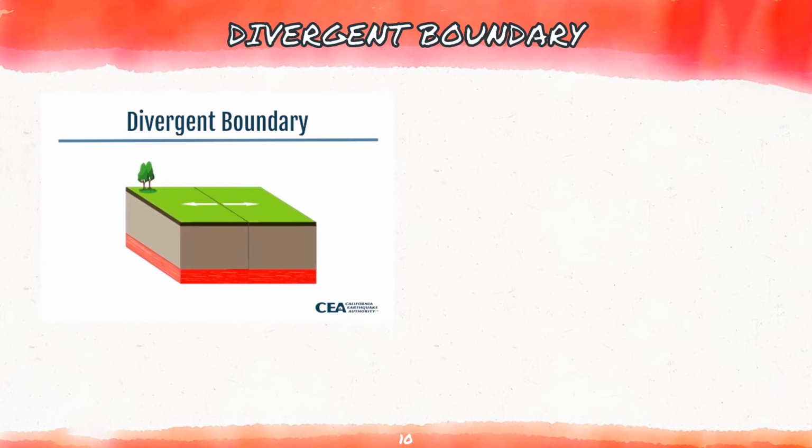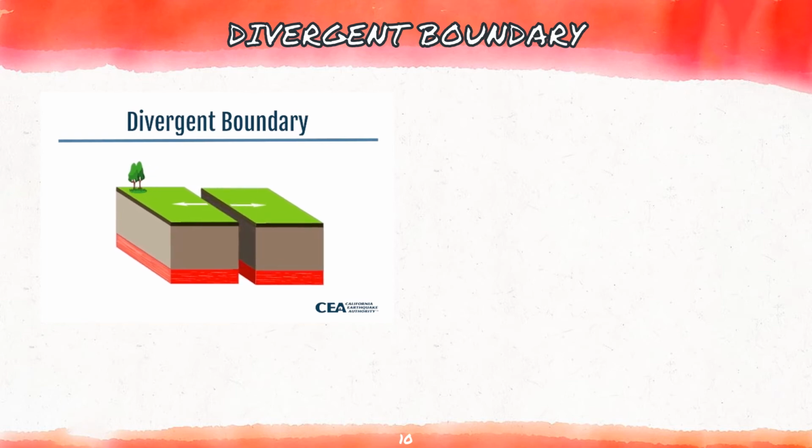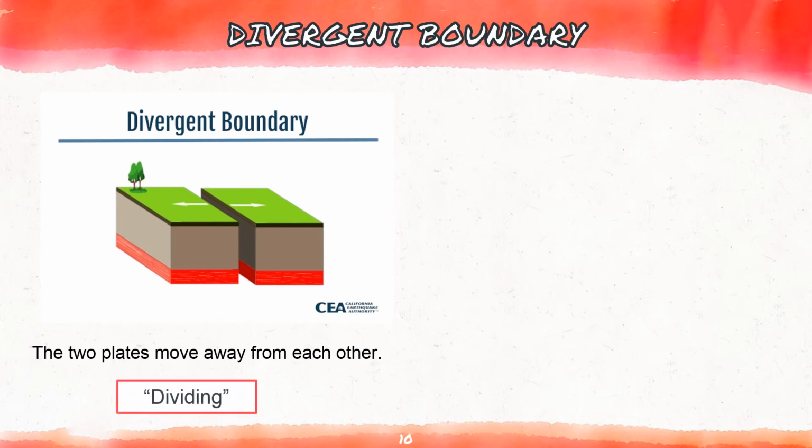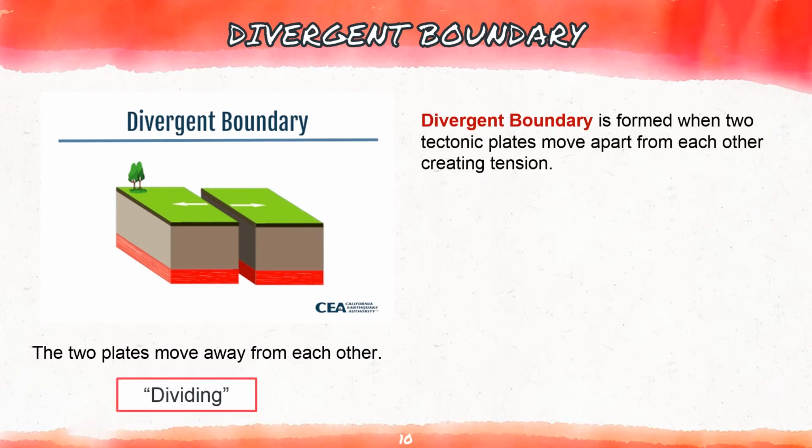Let's talk about another type of plate boundary, which is the divergent boundary. Try to look at the motion of the two plates. The two plates move away from each other. Therefore, we can use the clue word dividing for divergent boundary. Divergent boundary is formed when two tectonic plates move apart from each other, creating tension.